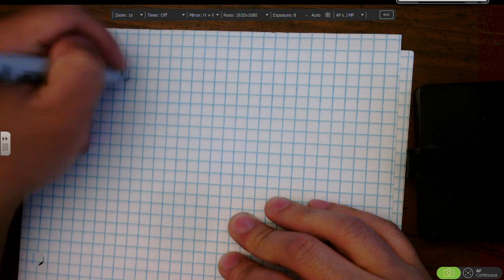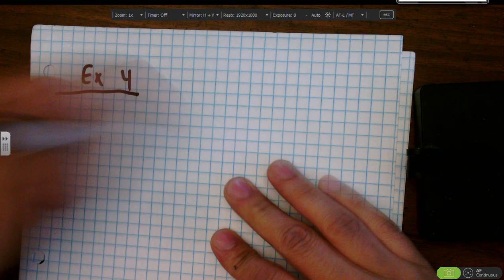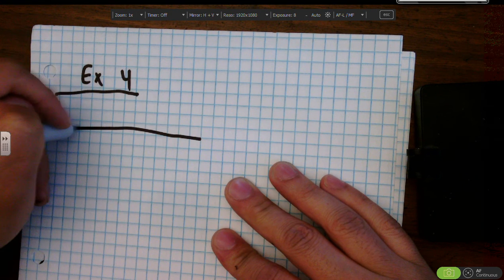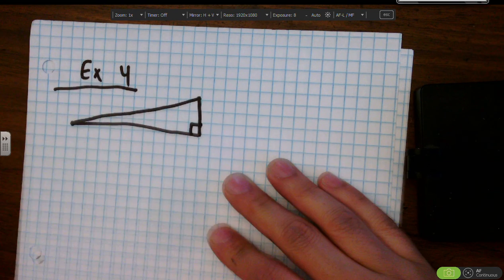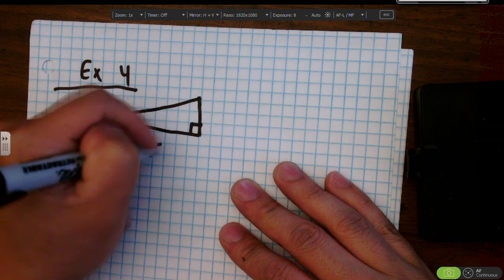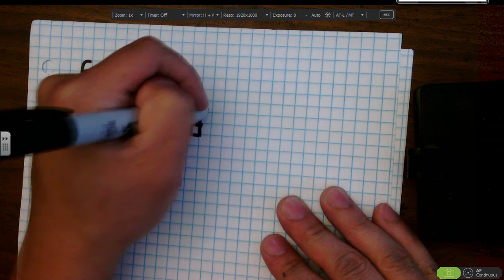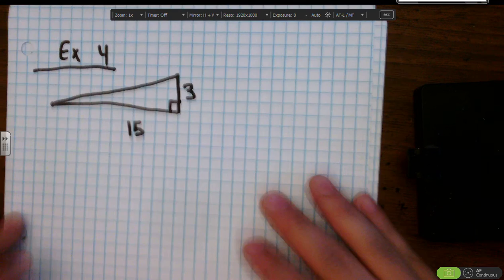All right, we're on example 4. And with example 4, we have a skinny triangle. And this skinny triangle is still a right triangle because it has this symbol, 90 degrees. And the base is going to be 15. And the height is going to be 3. So what we have is this.